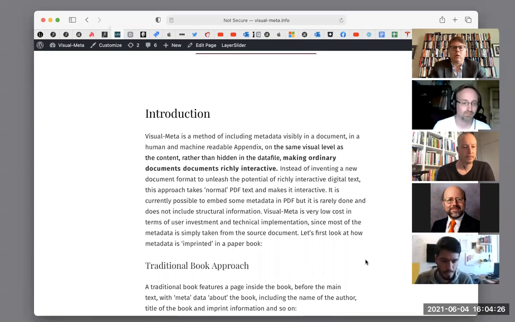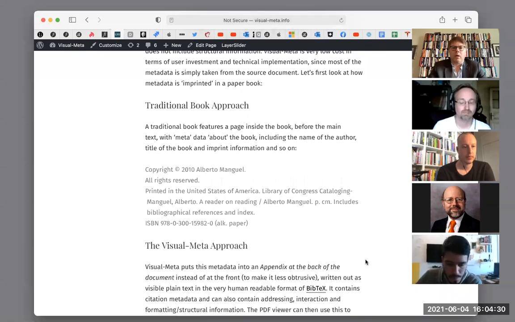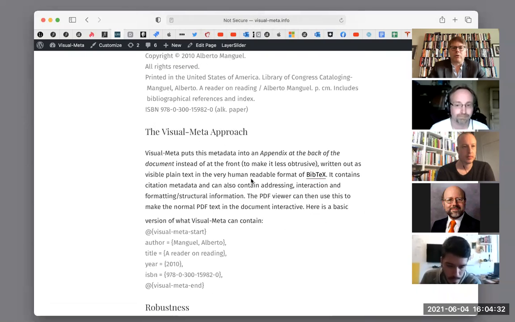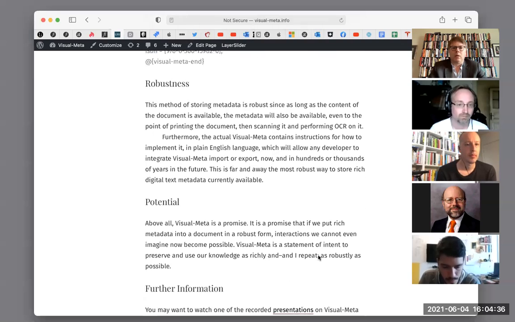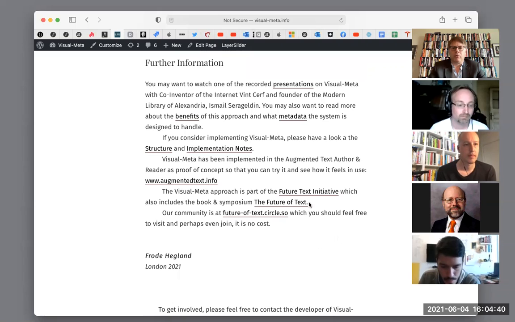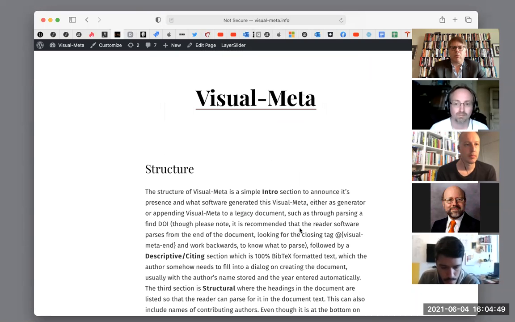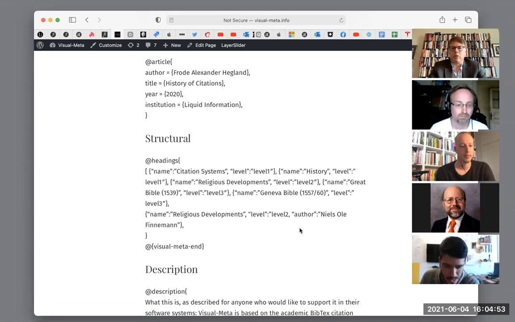Okay, so the way it's structured now is introduction and then showing traditional book versus Visual-Meta, just to really make it clear to people the kind of thing it is. Then we talk about the robust potential and further information. In further information, we have the implementation notes we talked about, and we also have a structure. So what I'm thinking today, we should probably work on the structure. Does that make sense?